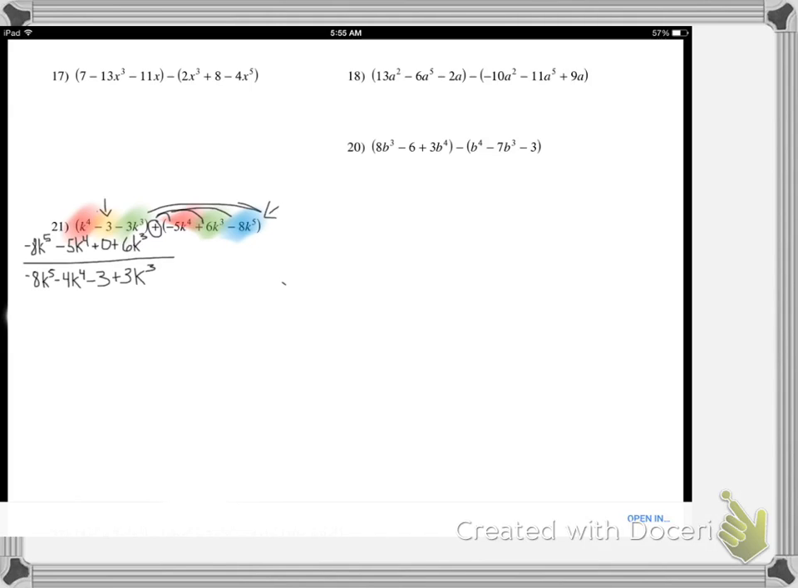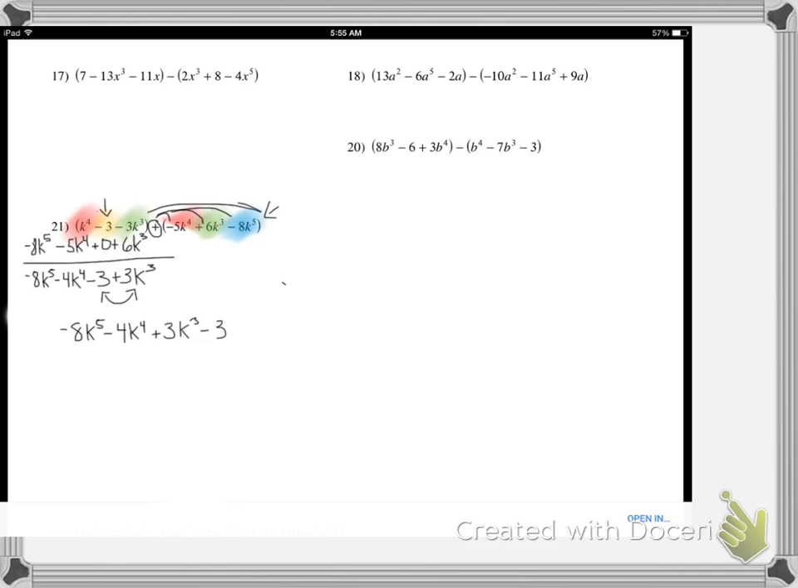Now, if you had been asked to write this in descending order, you would want to swap these two terms. The negative 3 and the negative 3k cubed should be in different positions. So it would be a negative 8k to the 5th minus 4k to the 4th plus 3k cubed minus 3. A nice 4-term poly. I don't have a word for that. I'm sure there's a word out there somewhere, but I don't know. You could Google it. And it's a quintic 4-term polynomial.